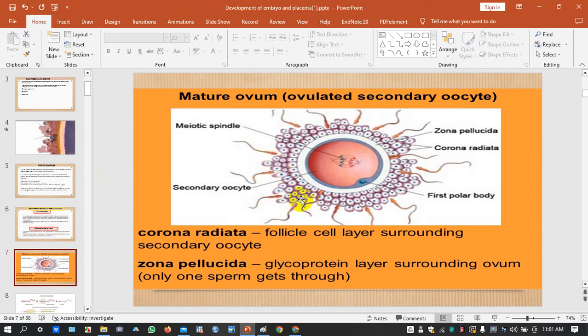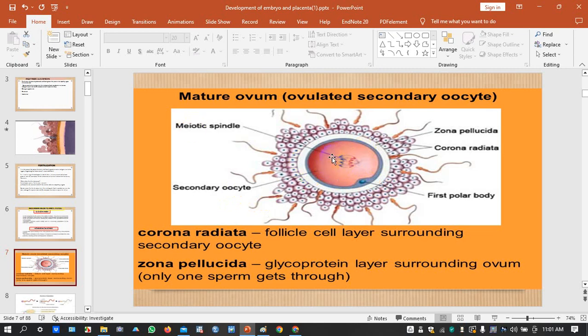These are the cells around the ovum. This is the ovum or the egg. The cells around it are called corona radiata. Then this white boundary is what is called zona pellucida. Then this is a polar body. I will explain that one later. We have the secondary oocyte.